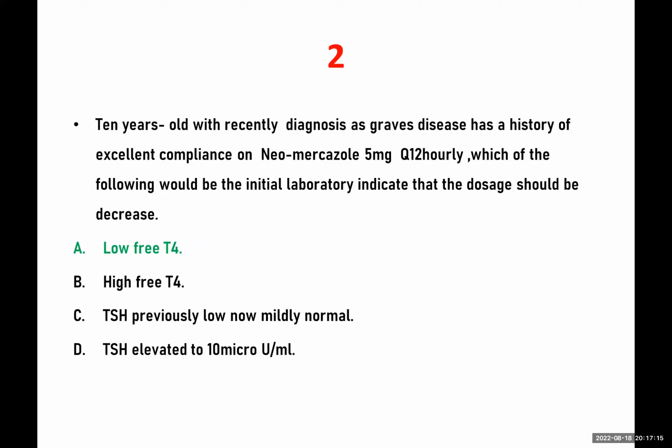TSH previously low, now mildly normal. You don't wait for the TSH to change. Usually we intervene by reducing the dose before the TSH, because the last thing to change is the TSH. So the follow-up of somebody with Graves on treatment is by looking at the free T4. Whenever the free T4 normalizes or gets low, you have to reduce the dose.